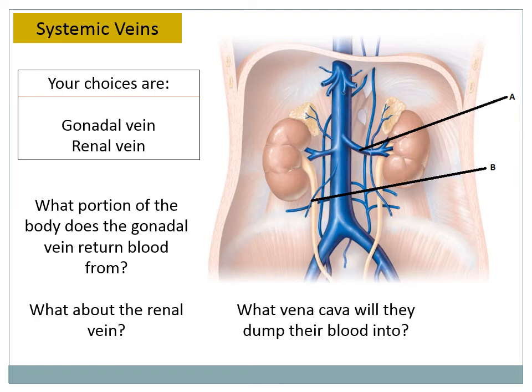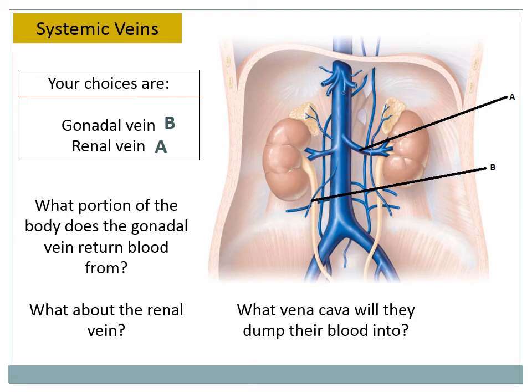Right, so we have an A and a B labeled here. I give you two choices to tell me what these are. So which one is A, the gonadal or the renal vein? Well, A is leading to the kidneys, and renal refers to the kidneys, so A is the renal vein. How about B then? Yeah, B is going to be the gonadal vein, leading to the gonads.